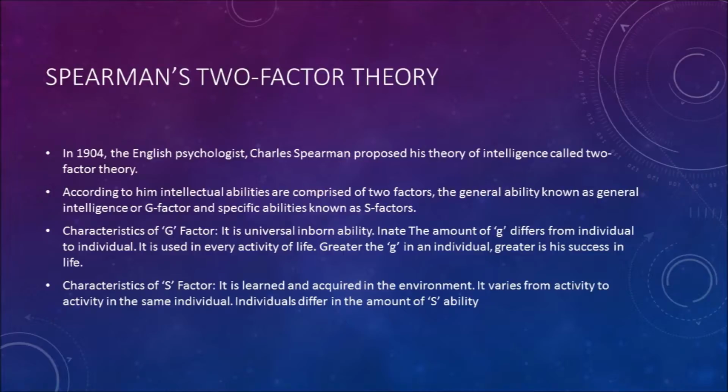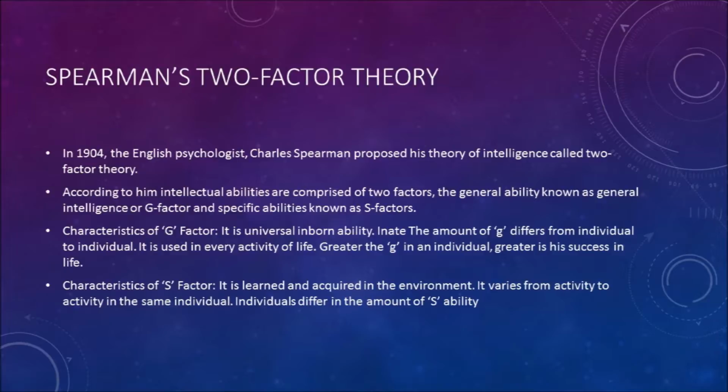Spearman's two-factor theory. In 1904, the English psychologist Charles Spearman proposed his theory of intelligence, called the two-factor theory. According to him, intellectual abilities are comprised of 2 factors: the general ability, or general intelligence, known as the G factor, and specific abilities, known as S factors. The performance of an individual is determined by the G factor and the S factors, and the total intelligence of that individual is the sum total of the G factor and the S factors.